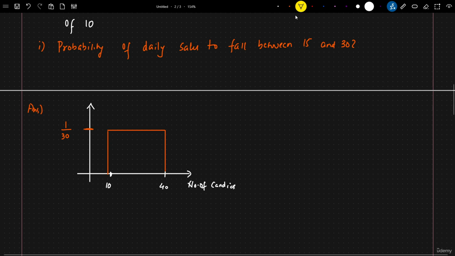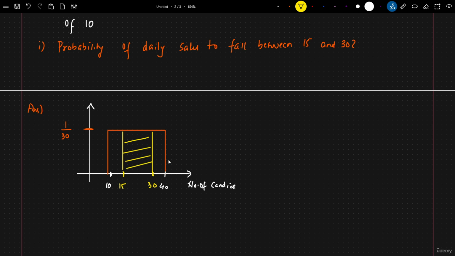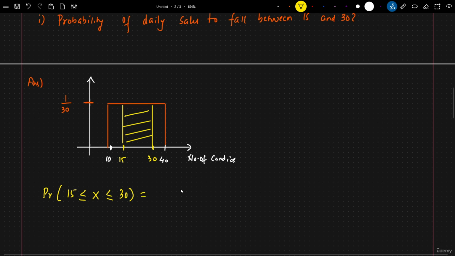Now my question is, what is the probability of daily sales to fall between 15 and 30? Let's say this is 15, this is 30. I need to find out the probability of daily sales falling between these values. Okay, so now I can go ahead and calculate it. I will write probability of 15 less than or equal to random variable X less than or equal to 30. This is what we really need to calculate, right?